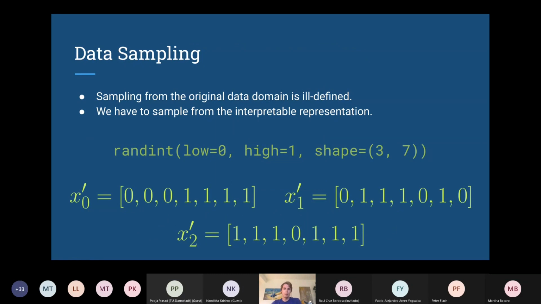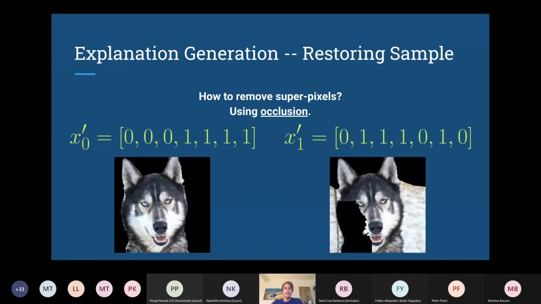Again, sampling from the original image domain is ill-defined. So we need to sample from our interpretable data representation, which are just binary 0-1 vectors. And then when we set the value of this vector to 0, we remove part of the image, as we did with text, where we just removed words.